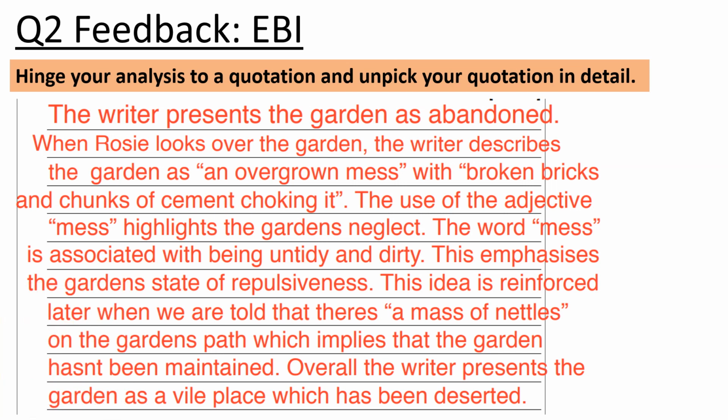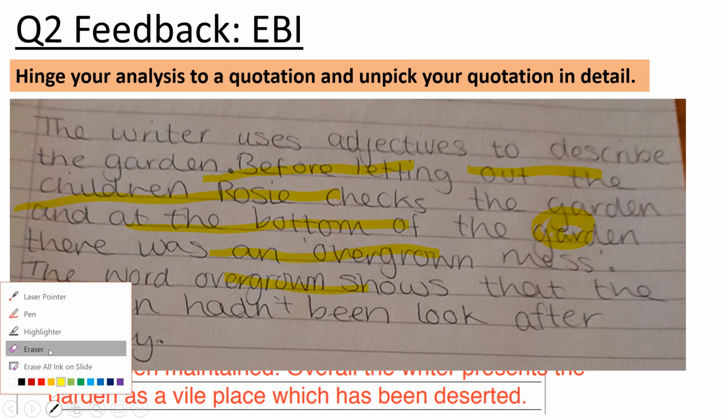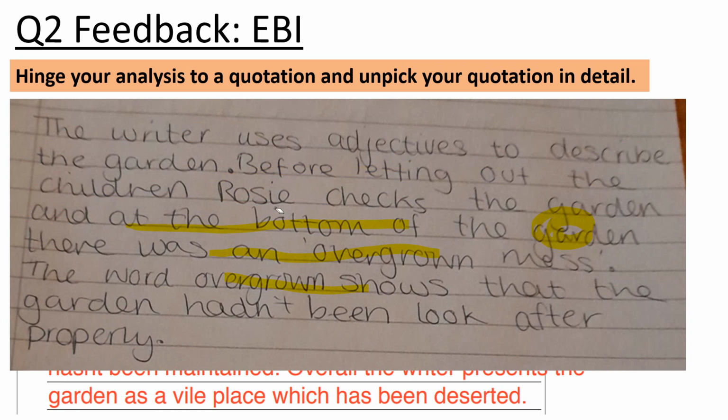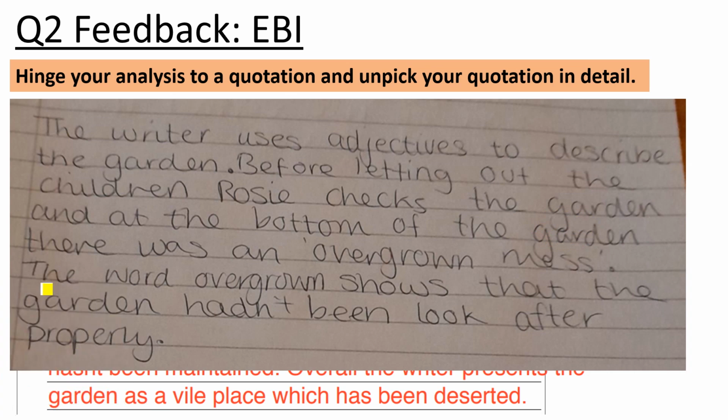We have this bit of analysis for the adjective mess. Then we have it also talking about being untidy and dirty, and the idea that is repulsive. We've only really analysed the word mess here, and we have all of these quotes that we could have unpicked and analysed in a lot more detail. For example, also we have this one, where we can see, if I just remove the highlighting from before, that it is very underdeveloped, and the only piece of analysis that we do have here is this one about the word overgrown.